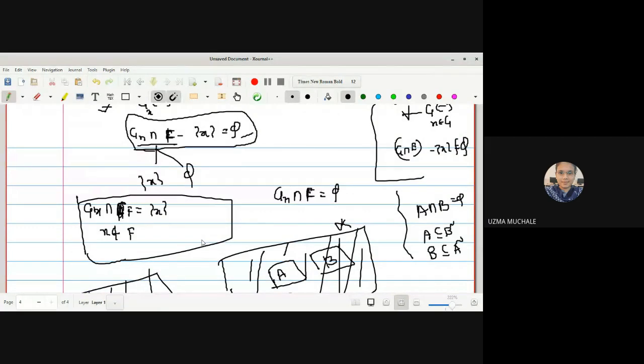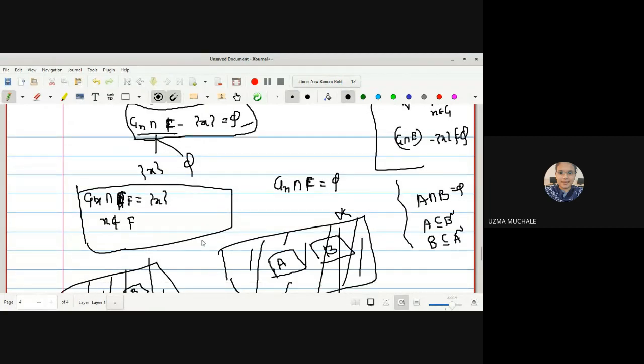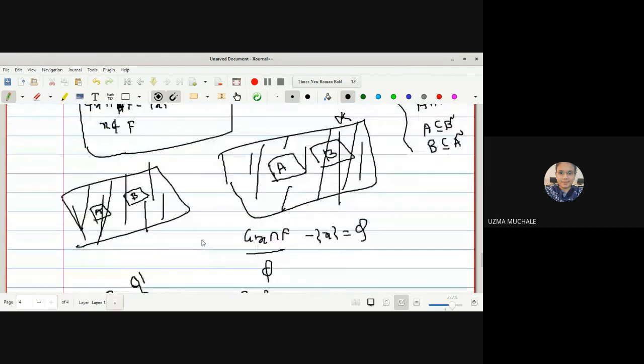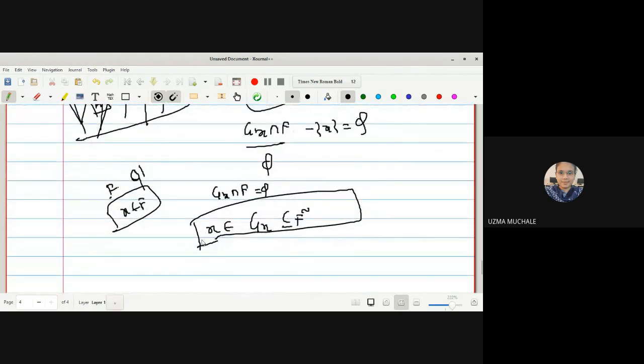Now there are two possibilities. Either Gx intersection F is singleton X, or it is the empty set. It will not be equal to singleton X because if X is not a member of F, obviously it is not a member of the intersection. Hence, by the result that if A intersection B is the empty set, A is contained in B complement or B is contained in A complement, we have Gx contained in the complement of F. So we have got the open set which contains X and which is contained in the complement of F. Okay, have you understood the result? Yes, ma'am.